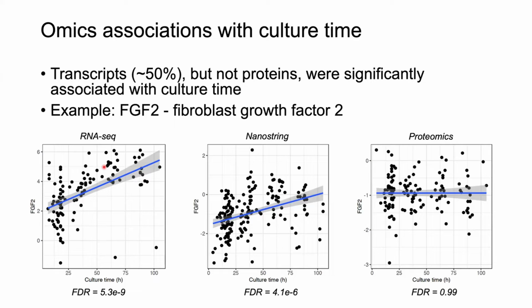But really what it boils down to, from the way I see it, is that culture time has a strong impact on lots of transcripts in bulk transcriptomics of islets. And you see that on the left here. We're looking at FGF2 transcript in this case, going up with culture time. We can confirm that in a separate assay, a nanostring gene panel, where we happen to have FGF2 in there, going up with culture time.